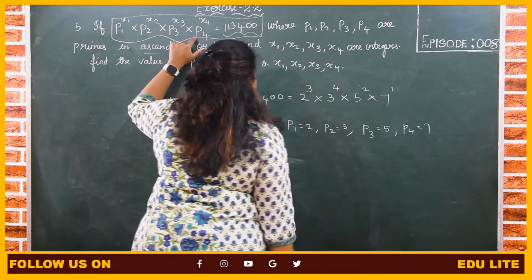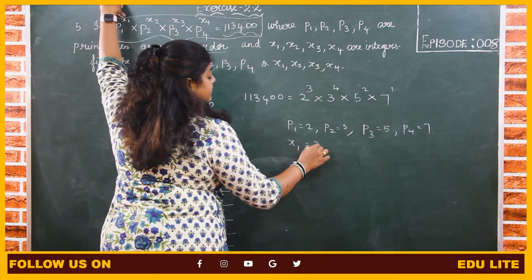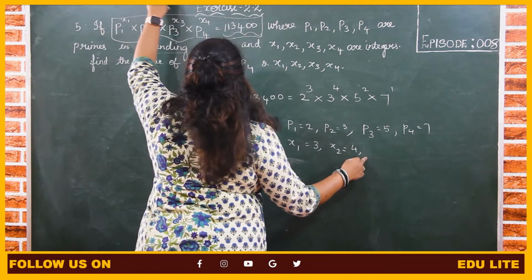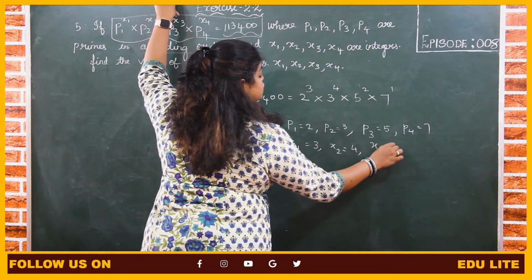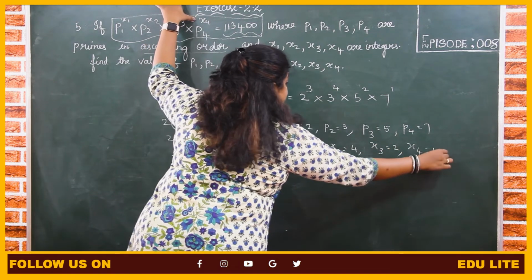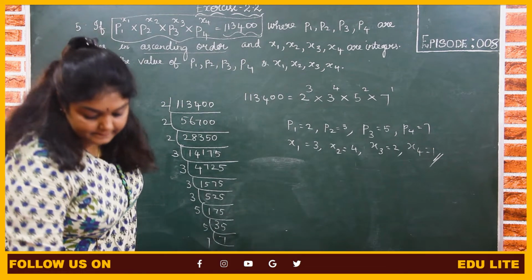P4 equals 7. Similarly, in place of x1 it is 3. In place of x2 it is 4. In place of x3 it is 2. In place of x4 it is 1. So thus we have found the values which we have been asked to find.